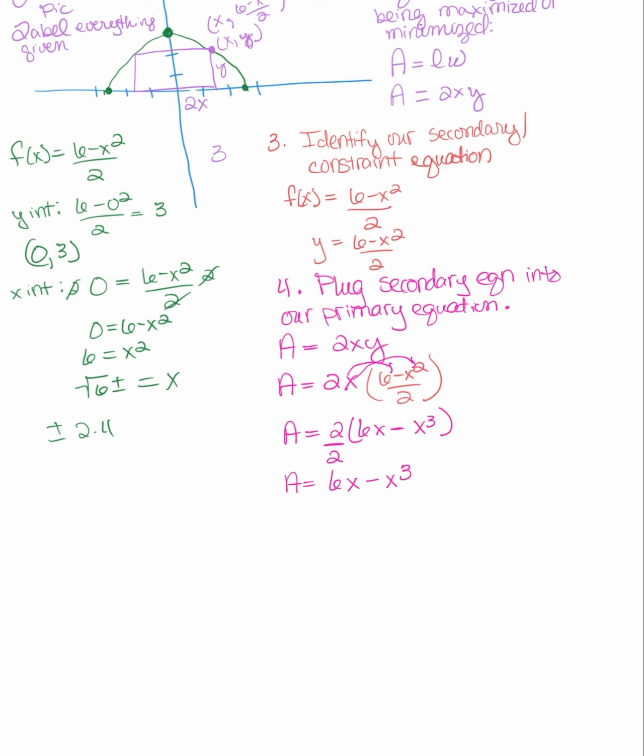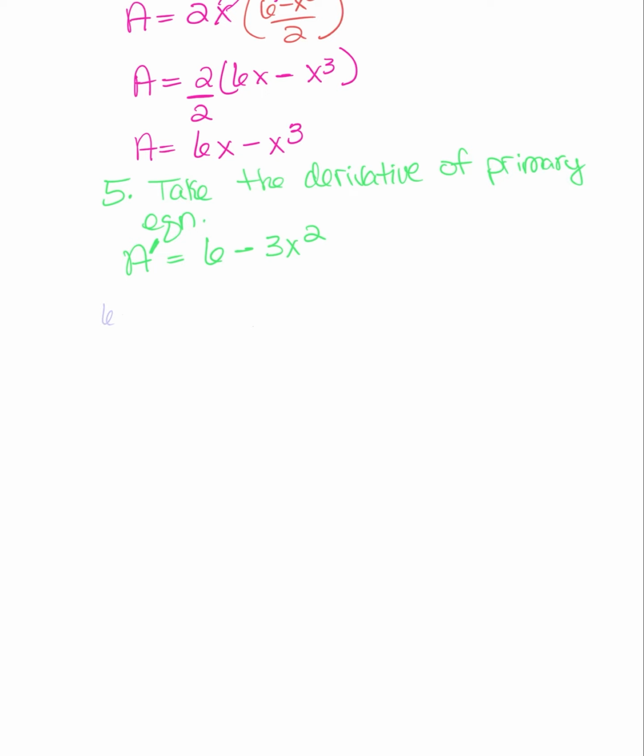All right, so let's say step 5 is to take the derivative of the primary equation. All right, so let's do that. So we'll say A prime equals 6 minus 3x squared. Beautiful. Okay, so after we've taken the derivative, now we are going to set our derivative equal to 0, and solve for x, right?